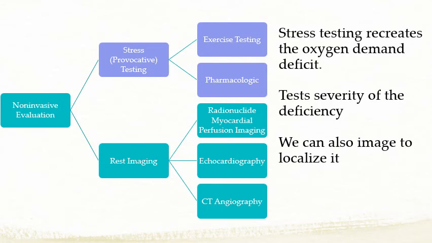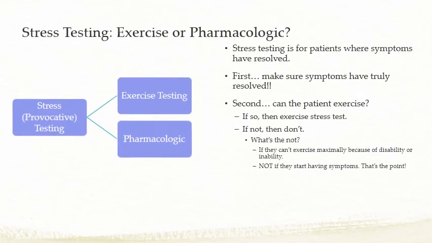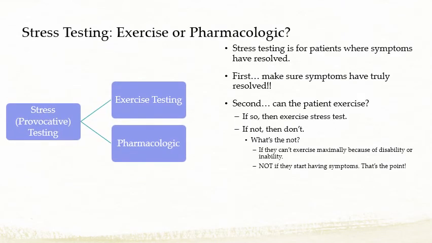Stress testing recreates that oxygen demand deficit, and it tests the severity of the deficiency. It's also a way that we can see it, right? If patients don't have EKG or enzyme evidence of acute coronary syndrome, then how can we tell if they actually have heart disease or not unless, like I said, we stress it. So stress testing, exercise or with medications.